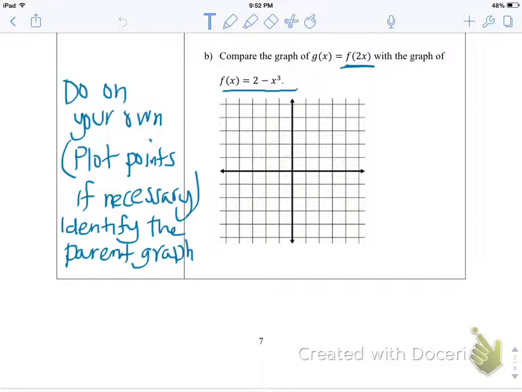You have your parent graph, which you should know what that is. Again, look at that exponent for a hint. You should have this graph right here. So call your parent graph h of x, since h isn't being used. The letters can change, so don't let that trip you up. Let your parent graph be called h of x, and then graph f of x. There's a couple of things going on here because you got a negative, and then you got that 2, and then plot f of 2x. All right, and that's it.